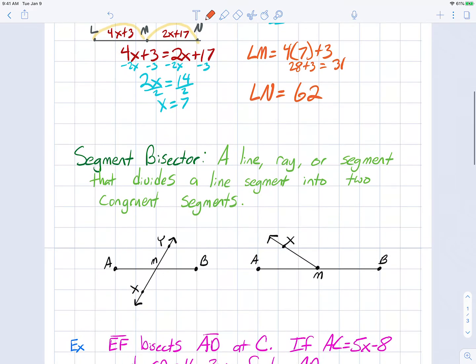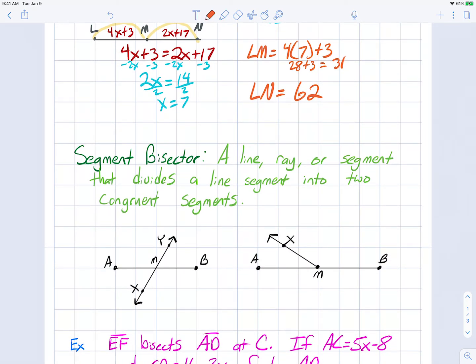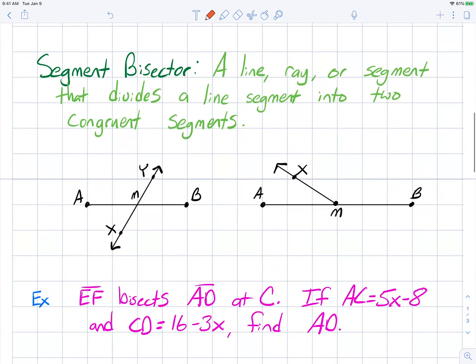Segment bisector. Similar idea, but it's saying that your segment is cut in half by something other than just a point. So you can have it cut in half by a line, a ray, or a segment. So it's a line, ray, or a segment that divides a line segment into two congruent segments.